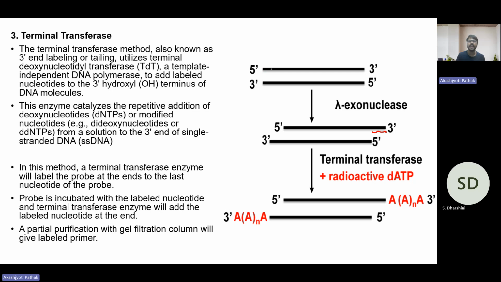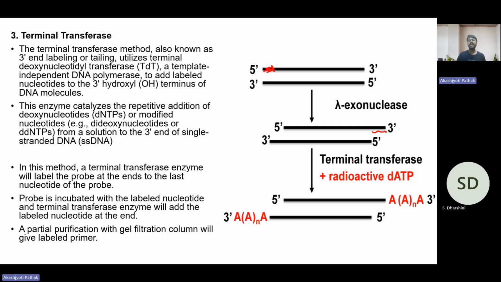It cleaves the DNA from the 5' end. The DNA which is present at the 5' end is chewed by this lambda exonuclease. It gets degraded. So now you are left with sticky ends, or the ends of DNA, the 3' ends of DNA get free. Now what happens is terminal transferase is added.